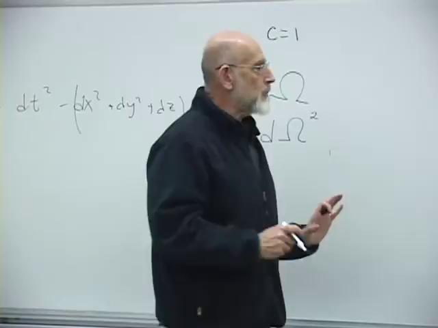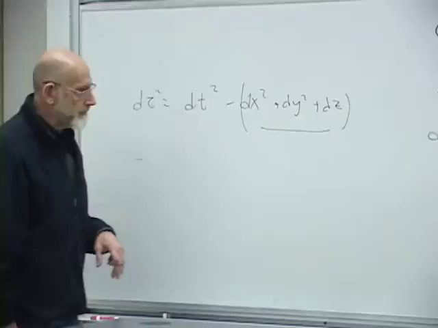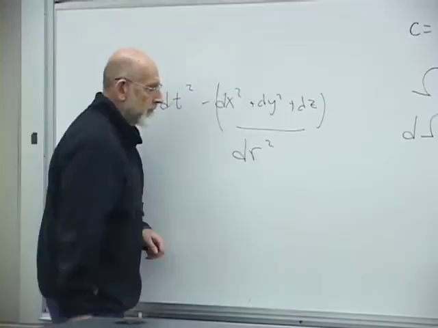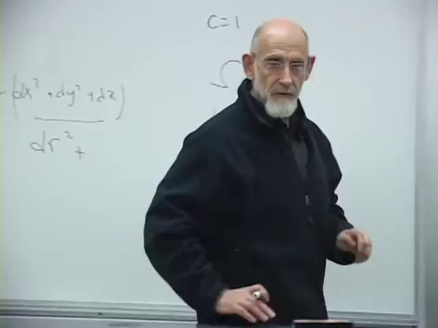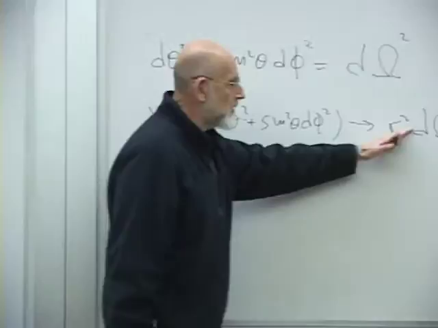The distance between those neighboring points in ordinary flat conventional space, in polar coordinates, is dr squared, that's the difference in radial distance, plus a contribution coming from the distance in angular space, and that's just this: plus r squared d omega squared.